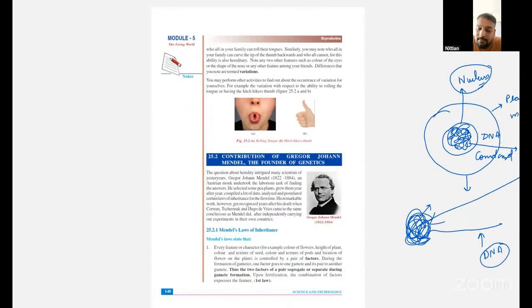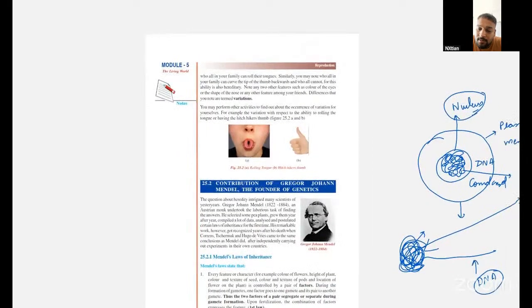So similarly, you have noted that your family has a curved tip. So basically, some of the variations are there that we have learned.